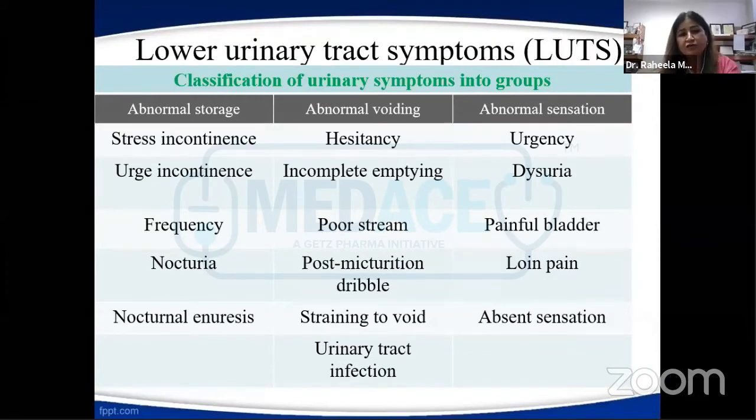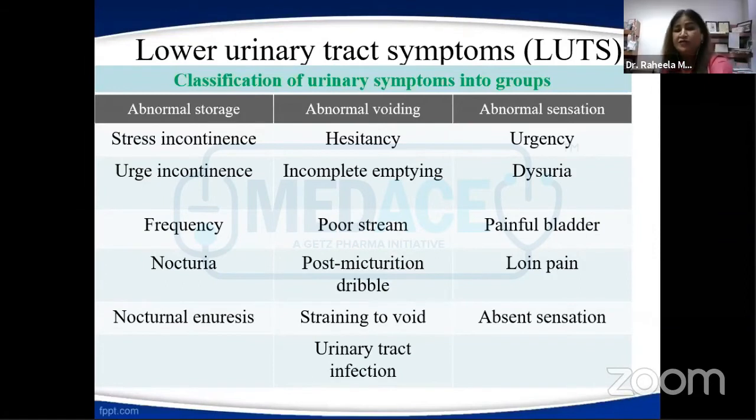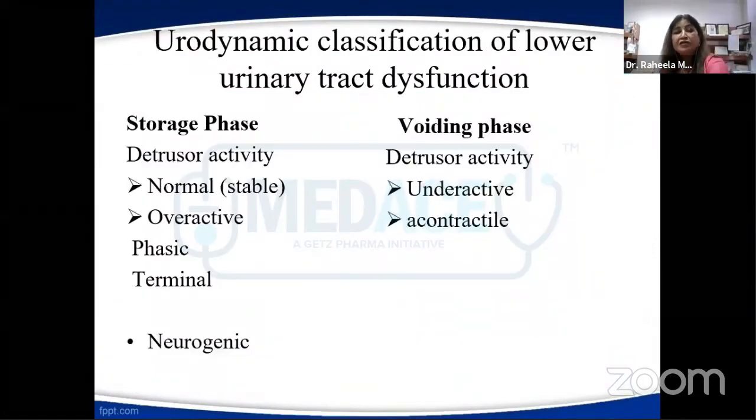If somebody says they leak when they cough or sneeze, that's stress incontinence. But that person may as well be having hesitancy or urgency or incomplete voiding or poor stream. So it's a spectrum of lower urinary tract symptoms that the patient presents with. Even nocturnal enuresis itself, monosymptomatic or polysymptomatic, sometimes requires evaluation by urodynamics.